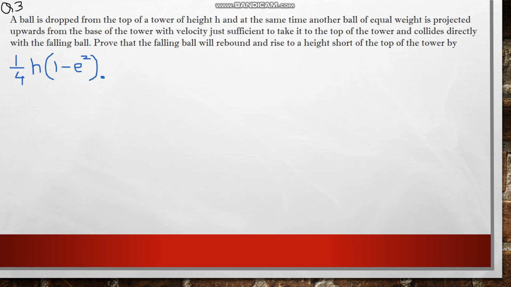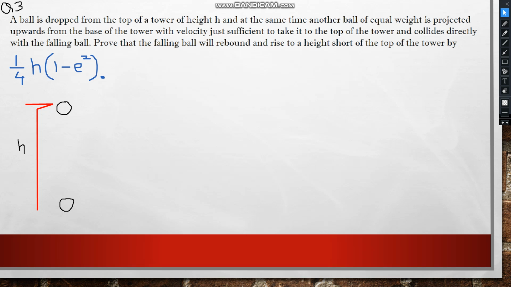I hope you have done that. I am moving on to the solution. First, let's draw the situation. This is a platform, let's say, and this is the given height h. Now, there is a ball here and there is another ball here.